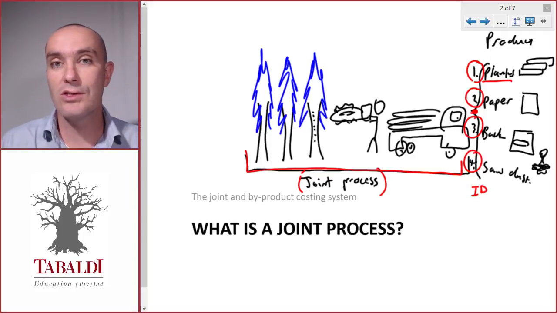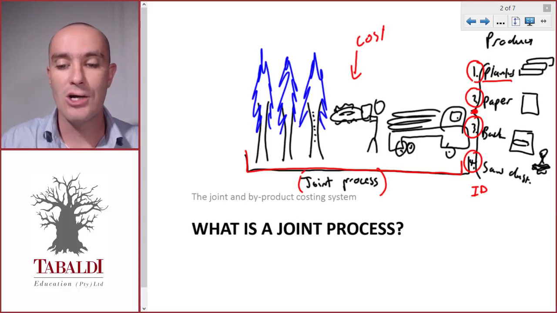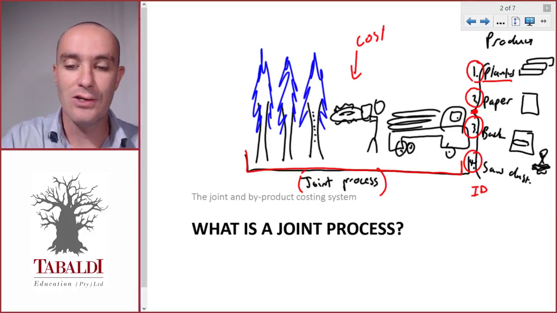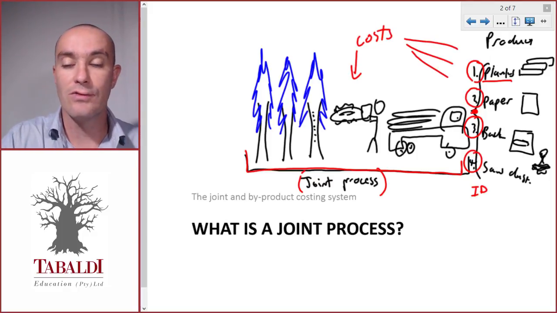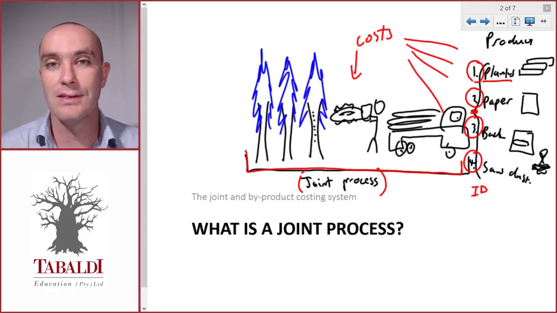We need to cost the four products on the right hand side, and a large part of the cost would come from this joint process. So how do we allocate these costs to the different products? And that is what this joint and byproduct costing system is about.